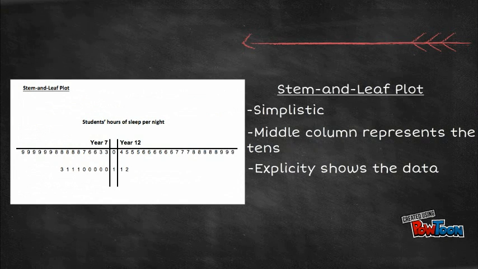The stem and leaf plot is a reasonably simplistic way to organise the data. It's important to be aware that the middle column represents the tens, while the outer two columns represent the units. Compared to the sector graph, the stem and leaf plot shows the data more explicitly.